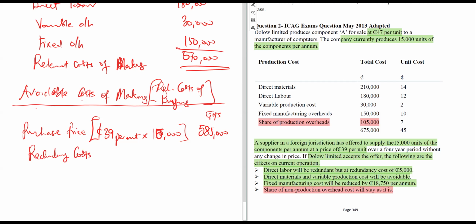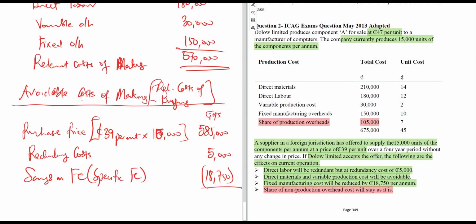If we decide to buy, won't we incur redundancy cost of 5,000? Yes. And they say direct material and variable costs will be avoidable, meaning that we will not incur them. We are going to have some savings in fixed costs. Fixed costs will be saved, that one was a specific fixed cost, which will be saved, of 18,750. It's a reduction to our cost because it's a saving. And they said share of non-production overhead will stay as it is.